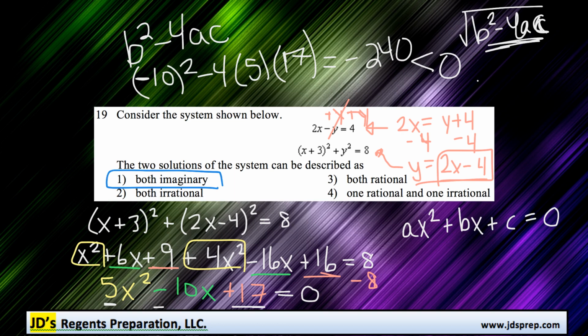If you're curious, if we had gotten that b squared minus 4ac was positive, greater than 0, then they would both have been rational as our answer.